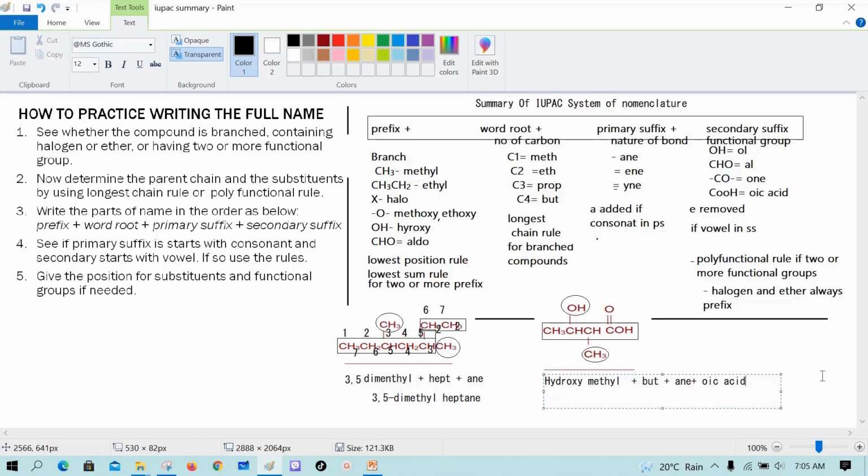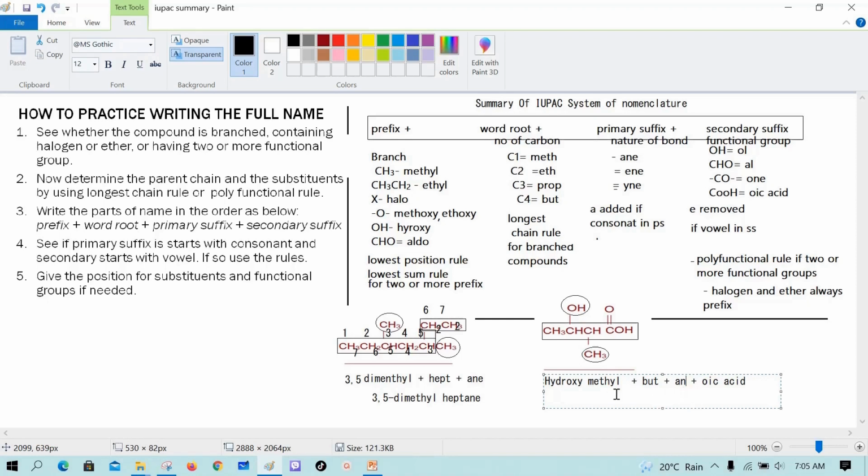Now the primary suffix starts with a vowel letter, so no need to add an extra a, but the secondary suffix also starts with a vowel letter. Here we have to remove the e of the primary suffix, because we have the rule that the e of the primary suffix should be removed. So hydroxymethyl butanoic acid.